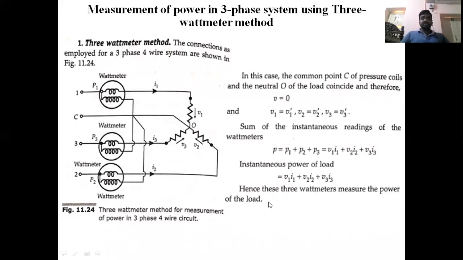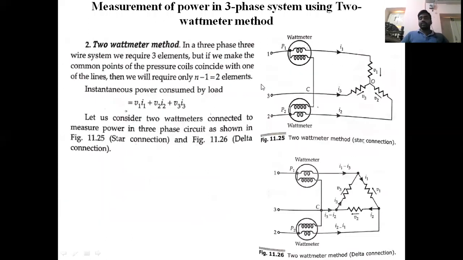Instantaneous power measured, is it clear now? Instantaneous power measured with respect to the 3 wattmeters is equal to that with the common point connected here. And next we discussed the 2 wattmeter method.